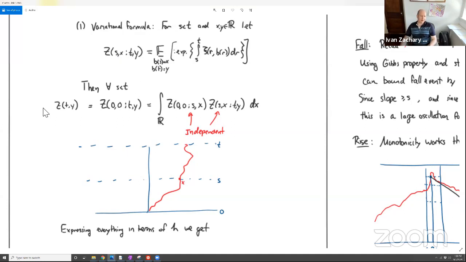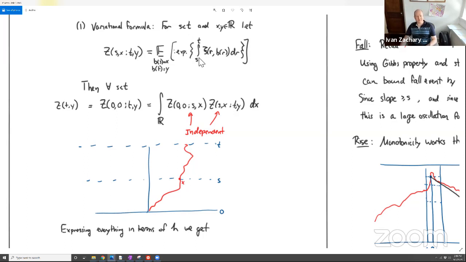Z(s,x;t,y). Now, I claim that there's the following semigroup or Chapman-Kolmogorov property for this field: if I take the field between 0, 0 and s, x, and then between s, x and t, y, and I integrate over the intermediate location x, and this holds for any s between 0 and t, what I get is the field that just pastes together the two endpoints. This is kind of clear when you look at the Feynman-Kac representation. All you're doing is figuring out where you went through and integrating over that.